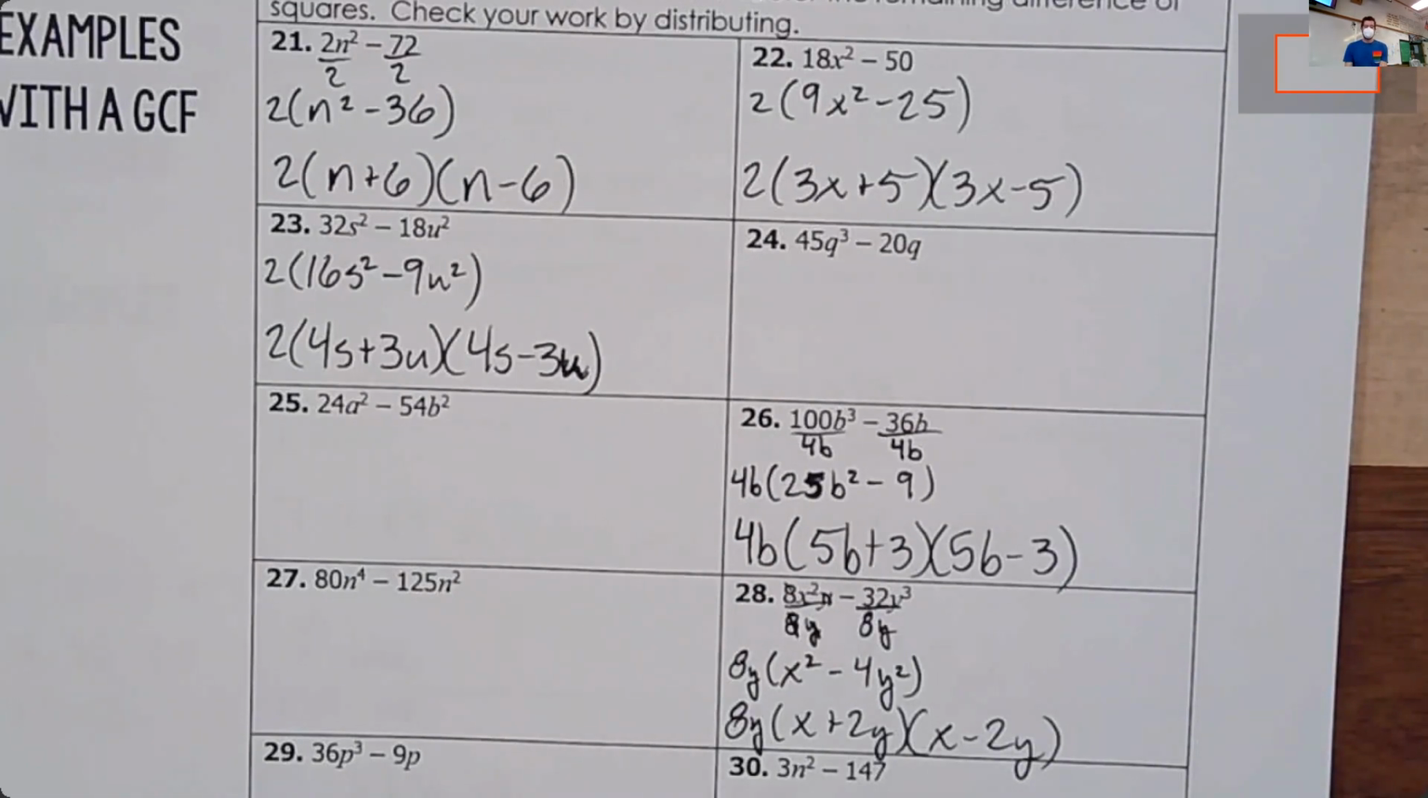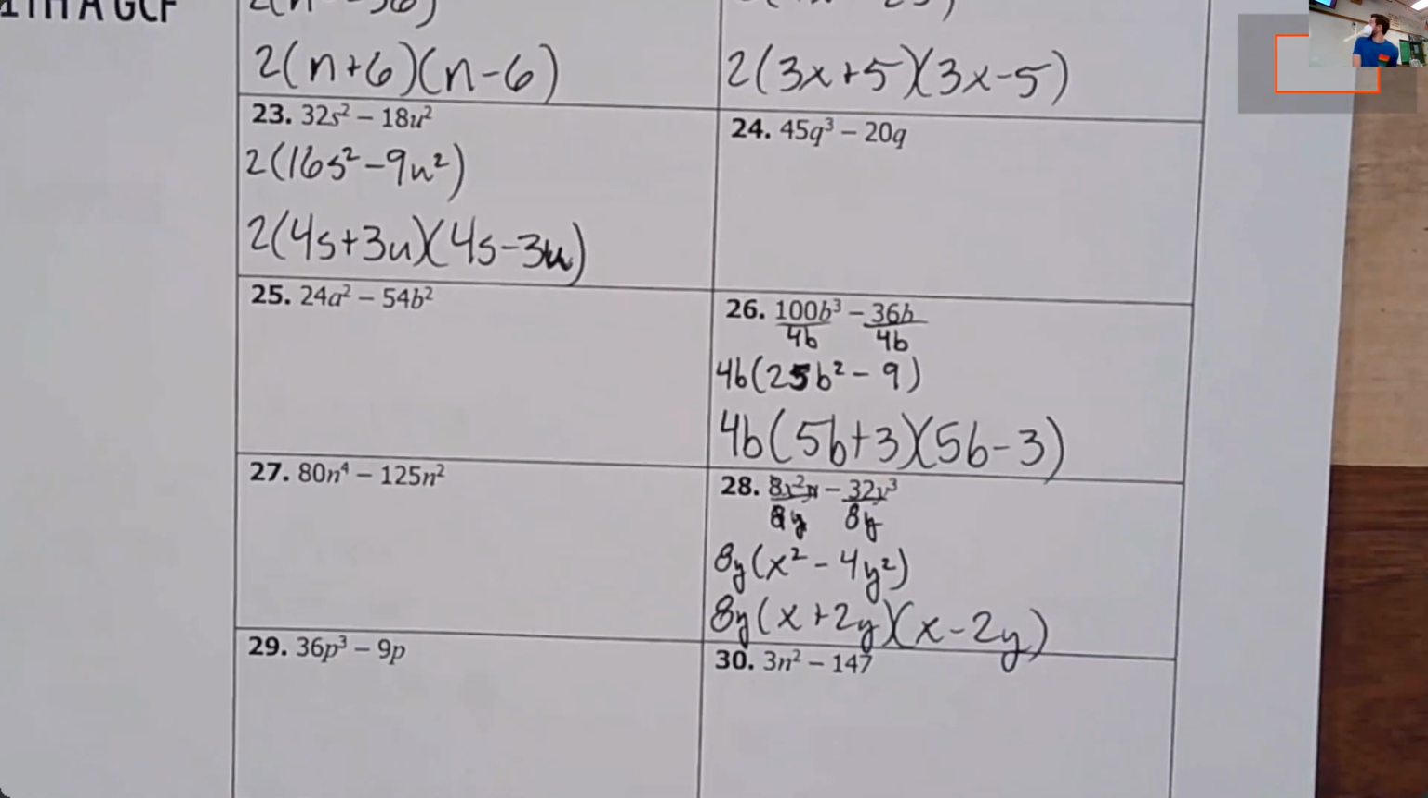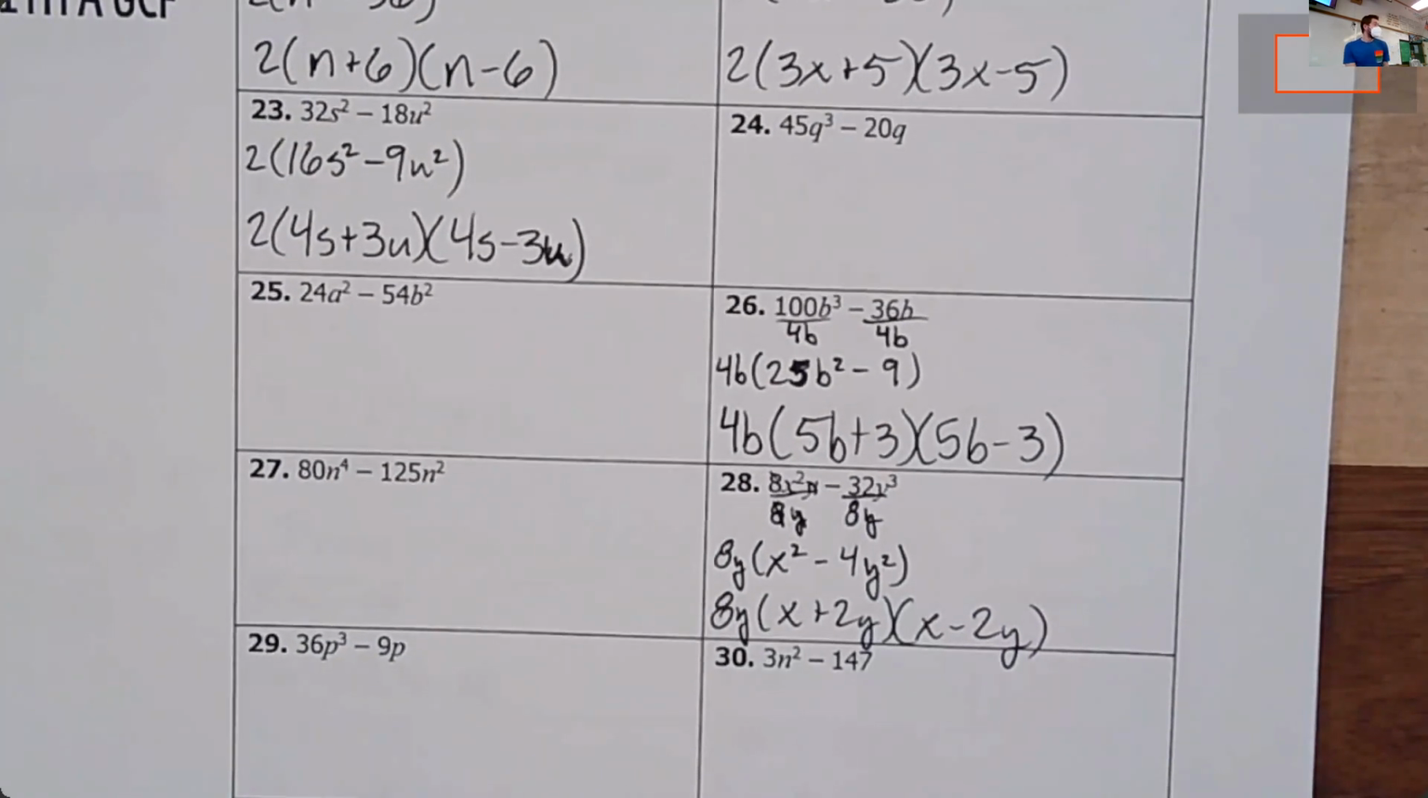All right, we're going to do 30 and 32, and then we'll be done. So number 30. 3n squared minus 147. The only option here is what for factoring out? It's got to be 3, right? Does it work? Is 147 divisible by 3? Hopefully. Yeah, what does it equal?